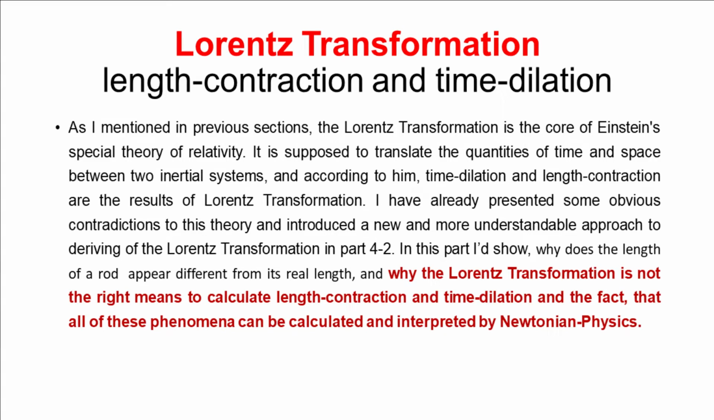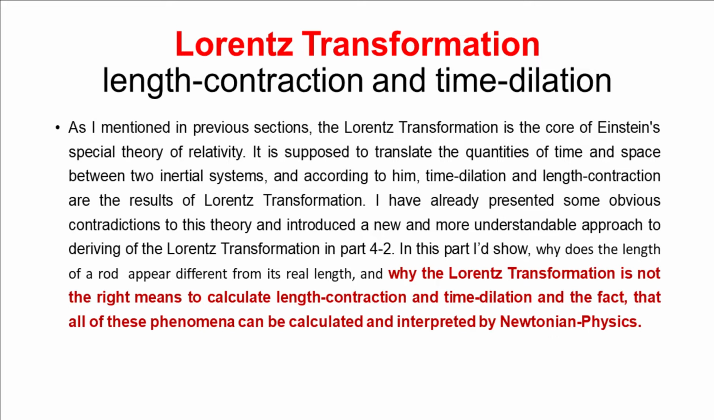As I mentioned in previous sections, the Lorentz transformation is the core of Einstein's special theory of relativity. It is supposed to translate the quantities of time and space between two inertial systems, and according to him, time dilation and length contraction are the results of Lorentz transformation. I have already presented some obvious contradictions to this theory and introduced a new and more understandable approach to deriving the Lorentz transformation in Part 4.2.